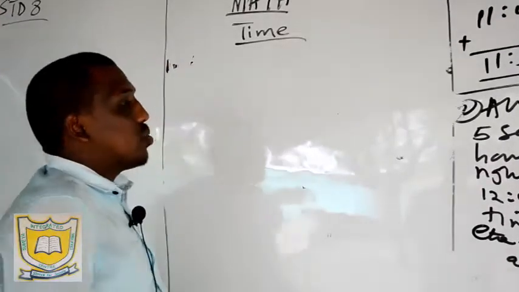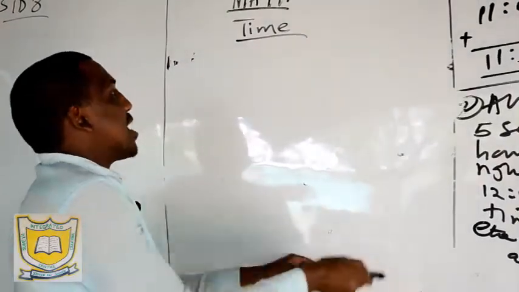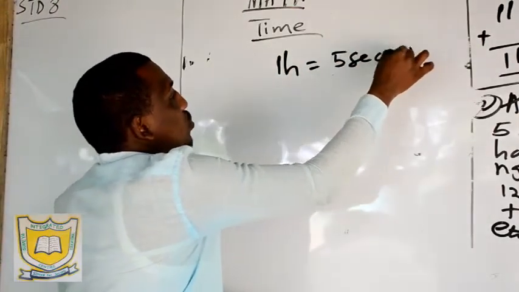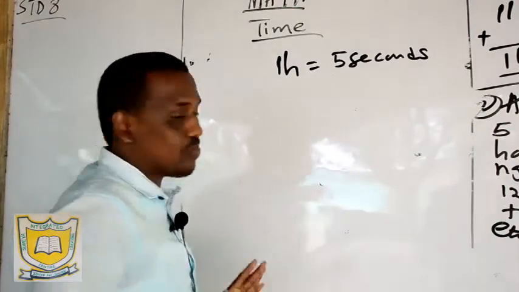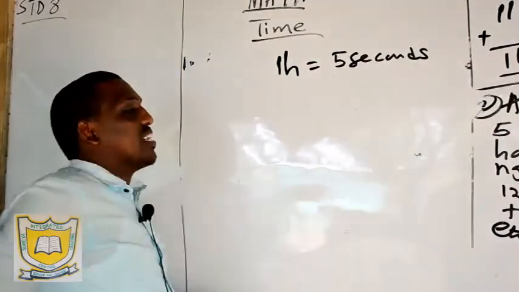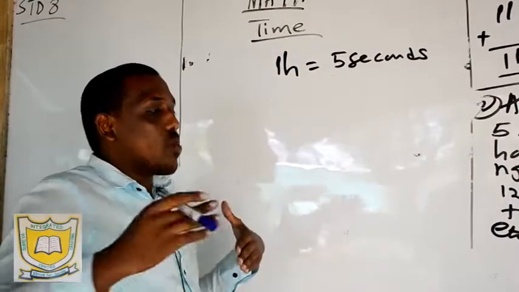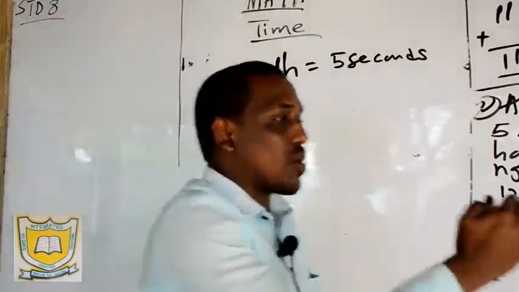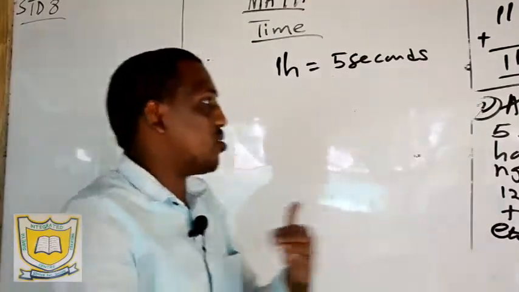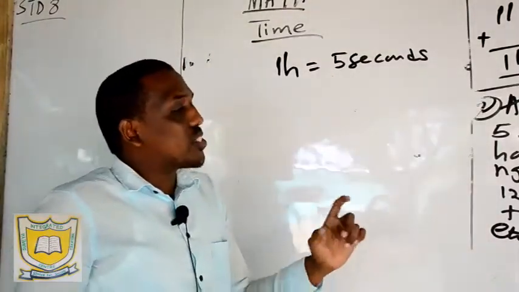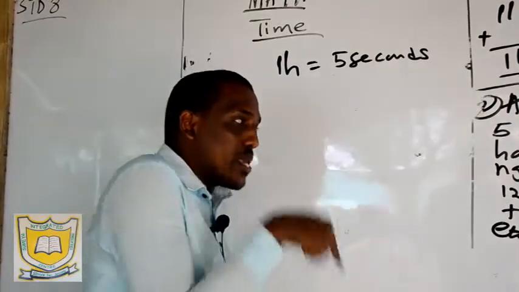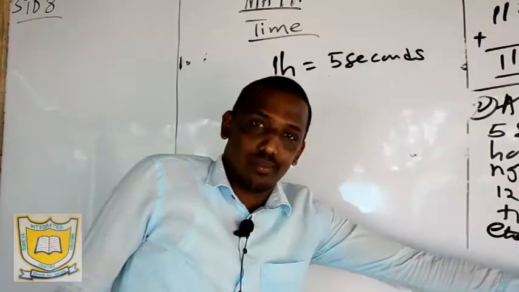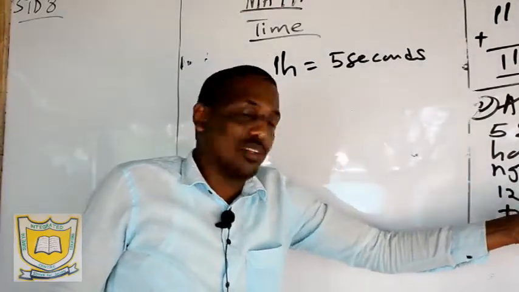What we do now: the watch was set, and every 1 hour the watch was losing 5 seconds. That is the same procedure. After every 1 hour, it loses 5 seconds. So it was set right on Sunday, 11:48 p.m. What time will it show the following Sunday, 11:48 a.m.? That's in the morning, and this was in the afternoon, evening.